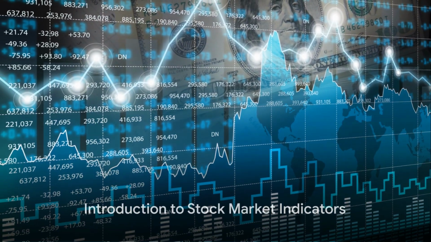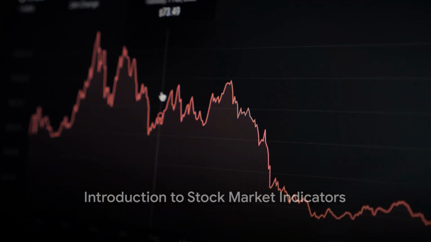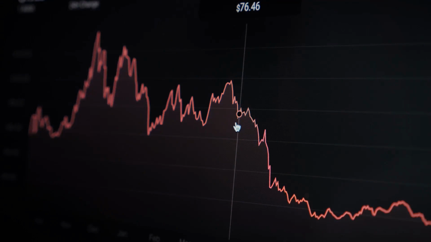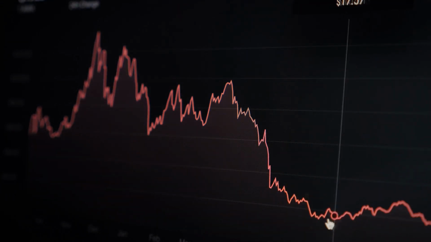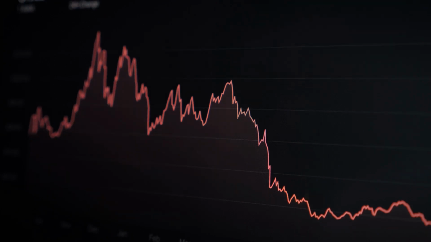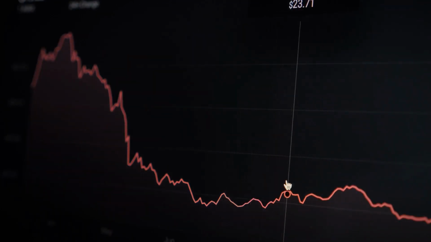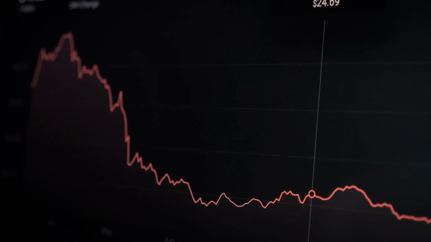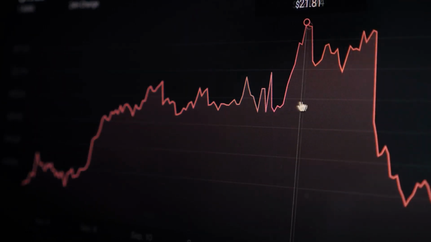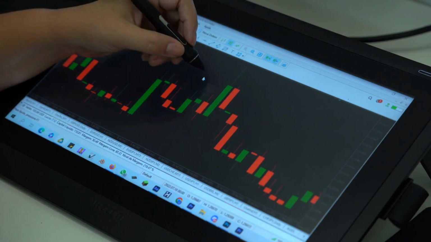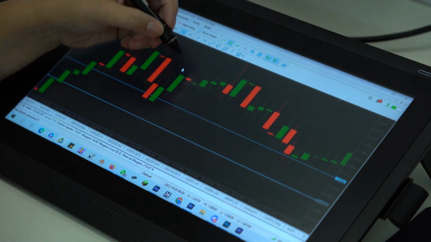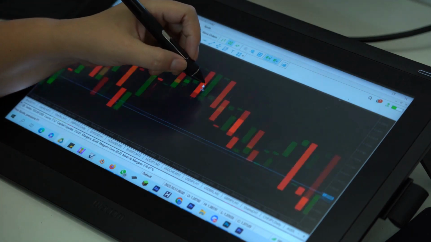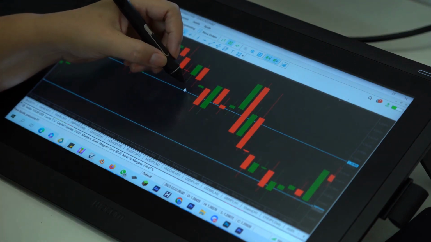Ever wondered how to predict the stock market trends? Welcome to the world of stock market indicators, the tools that traders use to make sense of the complex financial markets. These indicators play a pivotal role in trading, helping to decipher patterns, predict future movements, and ultimately, guide investment decisions. Imagine trying to navigate a ship without a compass or a map. That's what trading without indicators is like. They act as your compass, pointing you in the direction of potentially profitable trades.